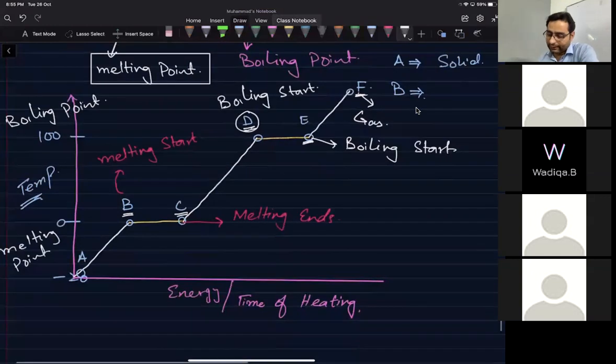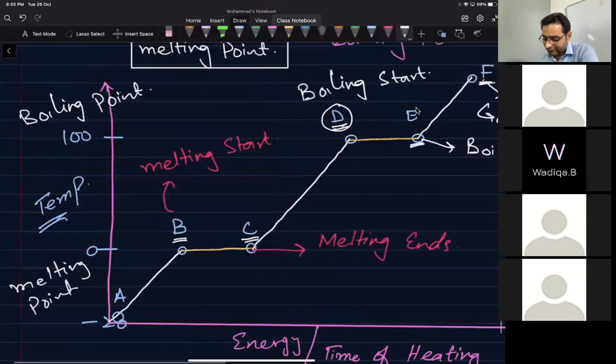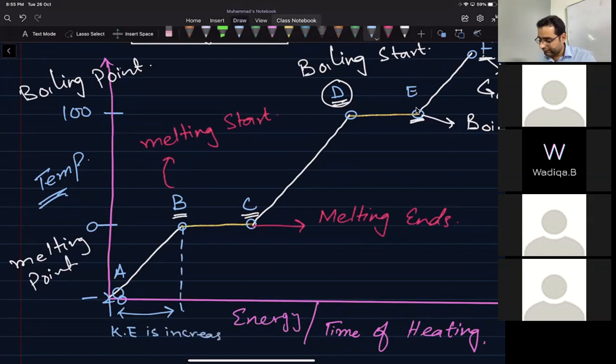Now, what's happening at the micro level in these three states? You can see between A and B, temperature is increasing. If temperature is increasing, it indicates an increase in kinetic energy. Yesterday, I told you if temperature is increasing, it means kinetic energy is increasing. So this amount of energy is used between A and B. I'm writing KE. KE is increasing between A and B because temperature is increasing.